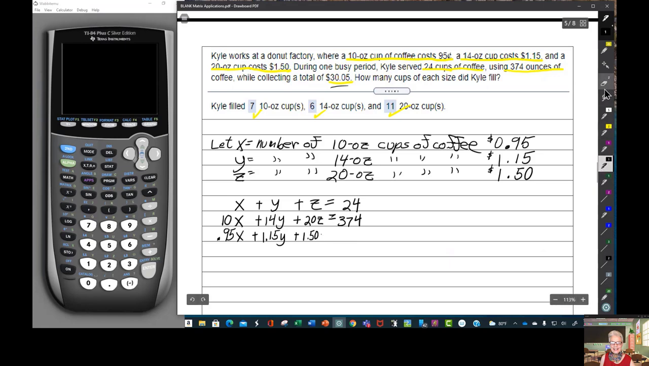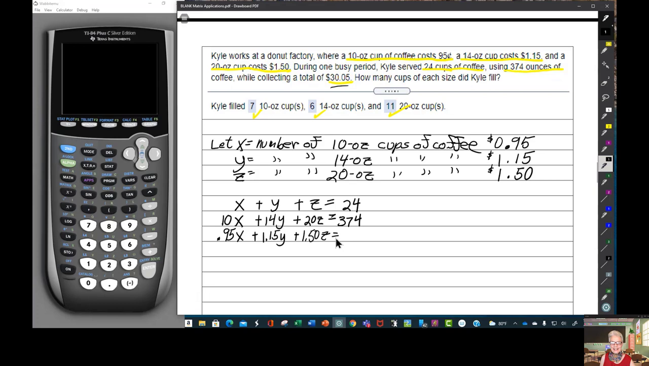$1.50 times Z. That's how much money the Z cups brought in. Cost us, it's revenue for them.